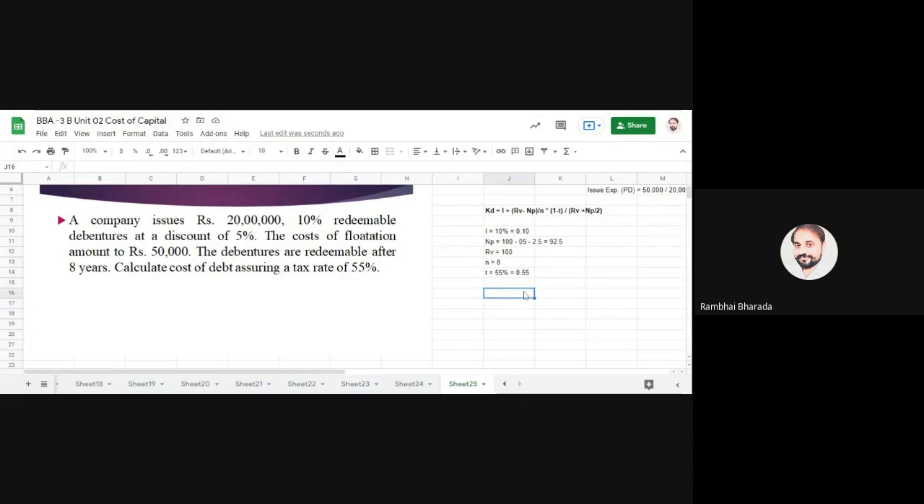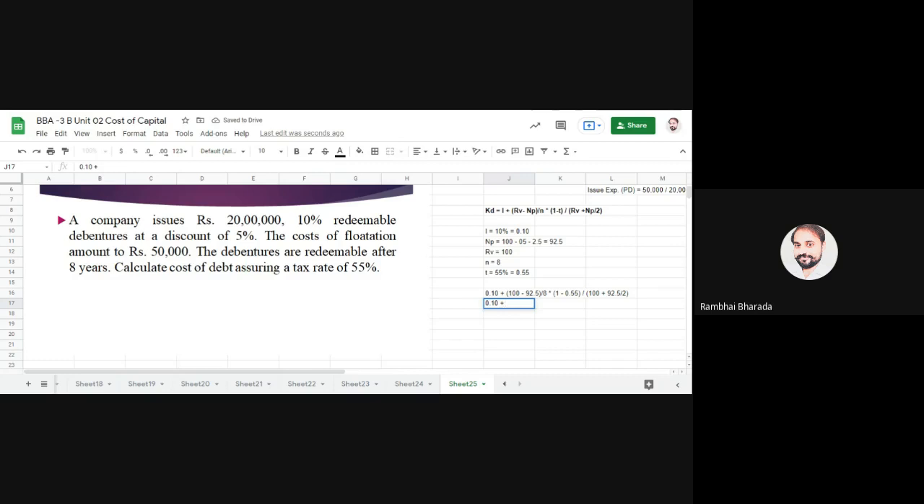Because this carries 8 marks in your final examination, in your mid examination. Now put the values. I = 0.10 plus, in a bracket, RV 100 minus NP 92.5, bracket over N, number of years 8, into 1 minus T 0.55, entirely divided by RV 100 plus 92.5 upon 2.